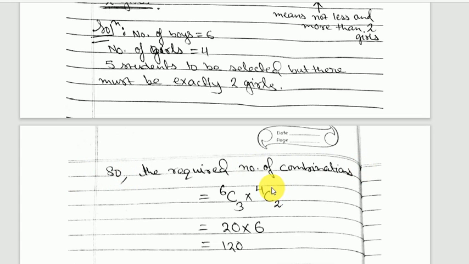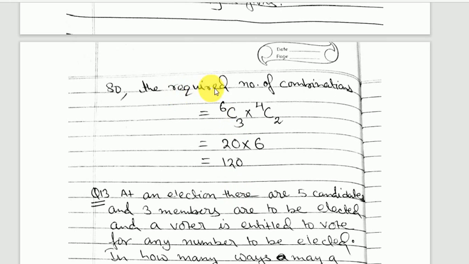Out of 4 girls, you have to select 2. So you can select 2 girls out of 4 in 4C2 ways. Then we are supposed to admit 5, so 2 are admitted, 3 more we need to admit, and those 3 must be boys. So we select 3 boys from 6 boys, which can be done in 6C3 ways. So the total required number of combinations will be 6C3 into 4C2. That would be 20 into 6, which is 120.